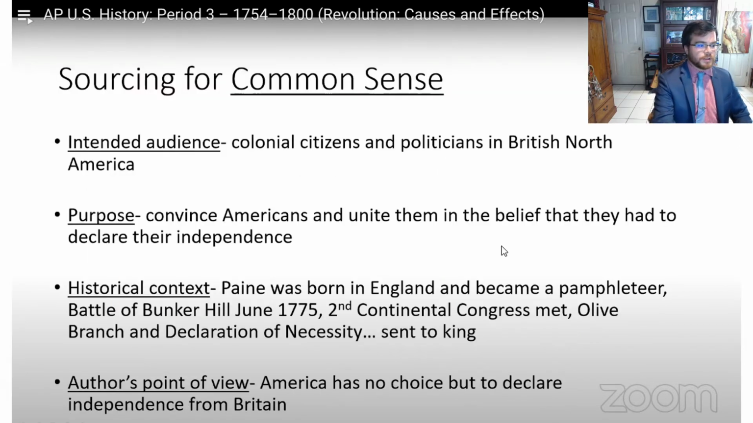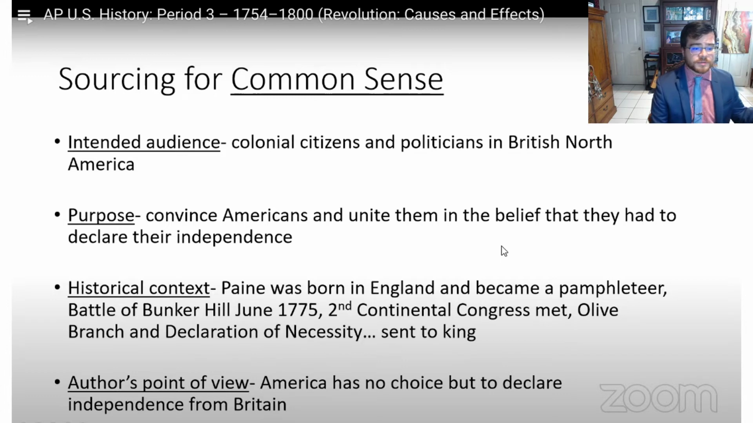Okay, so let's look at the sourcing for Common Sense. This is HIPPO, right? So if you had any excerpt from Common Sense, which we will in the DBQ, this is the HIPPO, guys. This is an example of HIPPO, because I know we're working on DBQs. These are the options you would have. And remember, we don't do all the letters, we just choose one of the letters, right? So any one of these you would choose for a document for Common Sense.